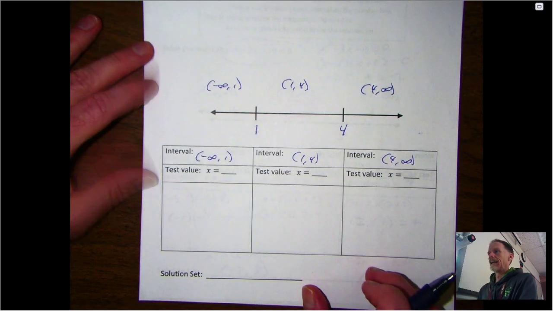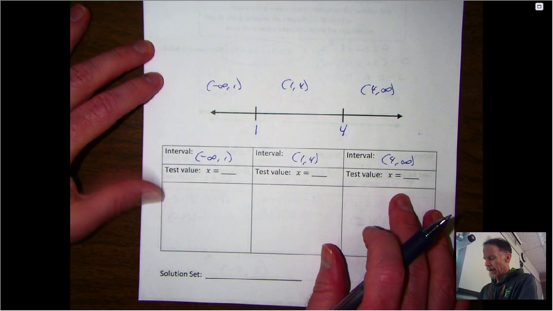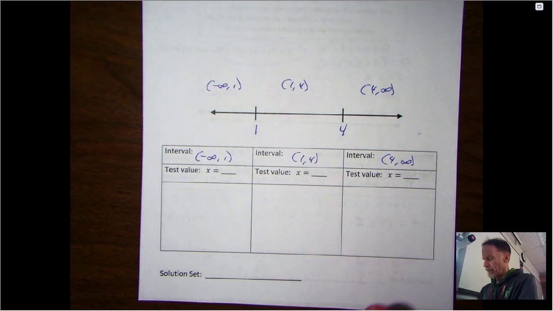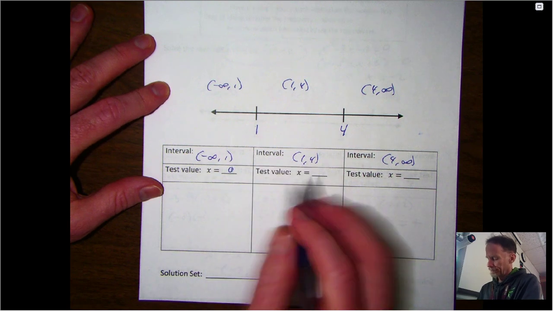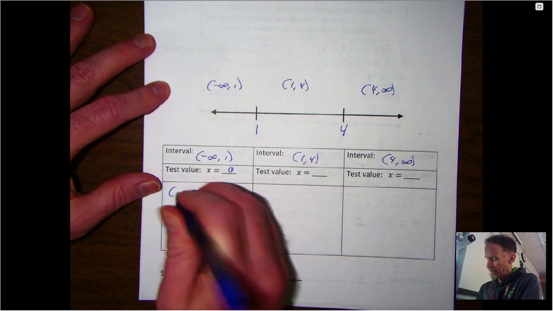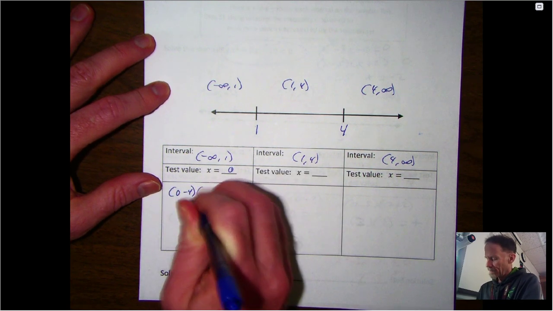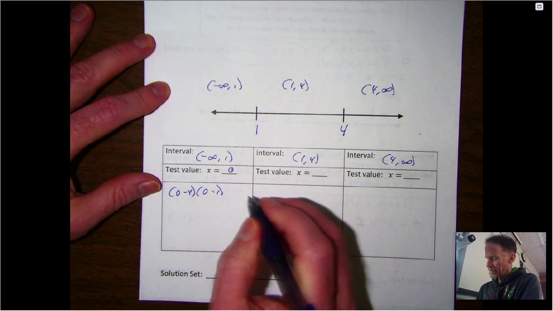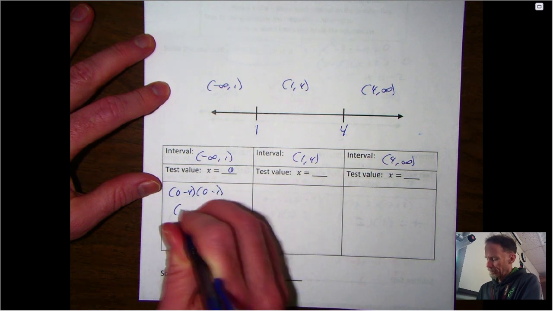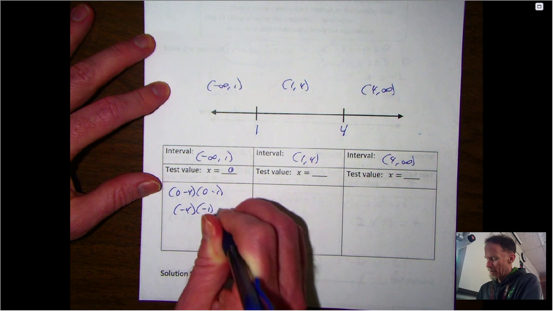And start picking numbers. Again, if you pick different numbers than I'm going to pick, totally fine, as long as they're inside that interval. First interval, I'm going to pick my 0, my favorite number to pick if I can. So it's a negative times a negative, which is a positive. That probably doesn't surprise you at this point.